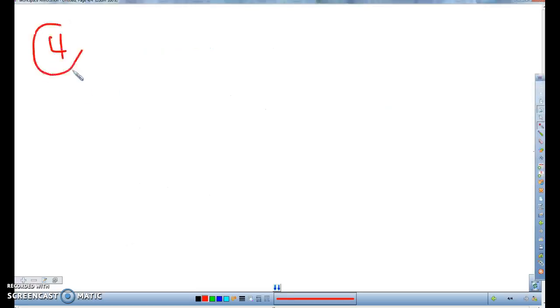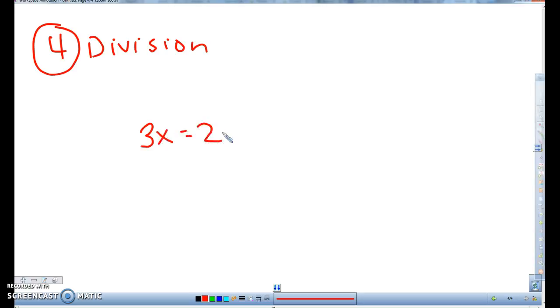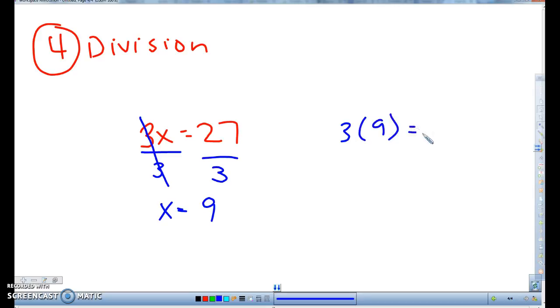Our last one is division. So this is where we have 3x equal to 27. Sorry, I goofed earlier. We know that the inverse of multiplication, which is the operation going on here, is division, so we divide both sides by 3. These 3's should cancel, so that I'm left with x. 27 divided by 3 is 9. If I plug that back in to check, 3 times 9 is 27. That's what I want, so we are good to go.